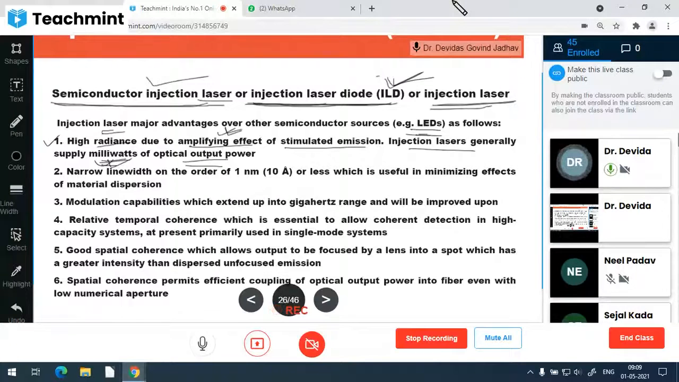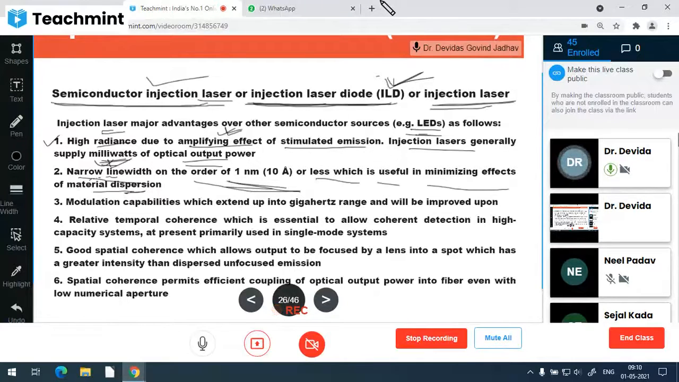Laser has a very narrow line width, of the order of 1 nanometer or 10 angstrom. 1 nanometer is 10 angstrom. 10 raised to minus 10 meter, isn't it? Angstrom. Or less, which is useful in minimizing the effect of material dispersion. So the material dispersion effect is reduced by having a very small spectral bandwidth or line width. Line width is less, material dispersion is less. So laser has very little material dispersion.